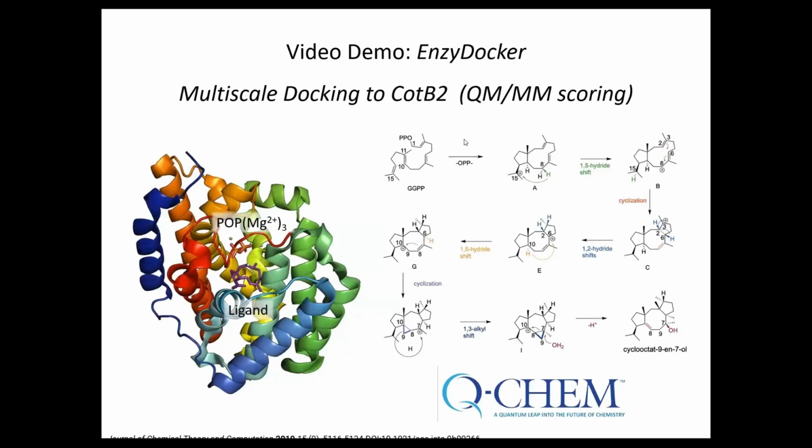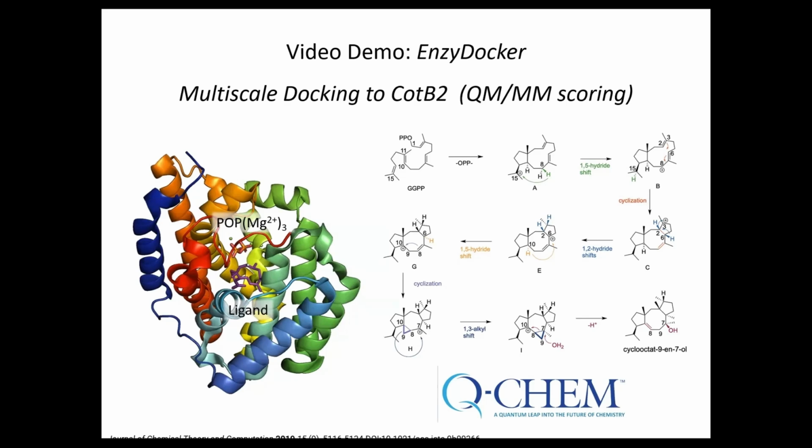Terpenes and terpenoids are the largest group of known natural products, with more than 80,000 known molecules. Many of them have medical and industrial applications. One possible anti-inflammatory agent is cyclooctatin, whose precursor is synthesized by the enzyme CotB2.